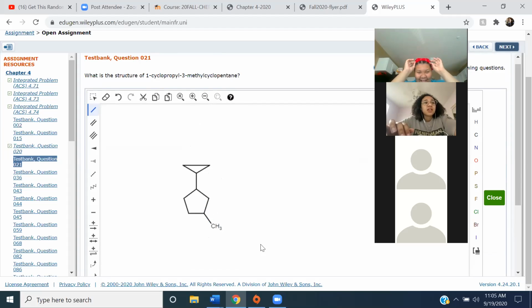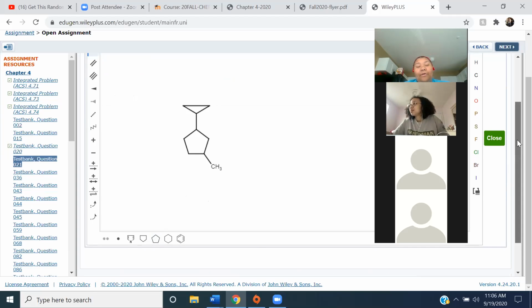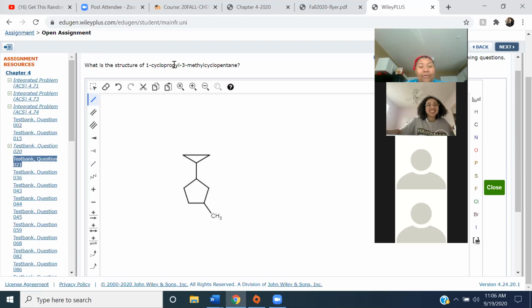Run that back one more time. So first thing I did was I looked at the cyclopentane because that's our base. So I went and added our little pentane from these little things at the bottom. That's pentane. Then I looked at the front one. We have a cyclopropyl at 1, and we have a 3-methyl at 3. So I took the single bond, added it, and then I connected 3 of them together to make a propyl.